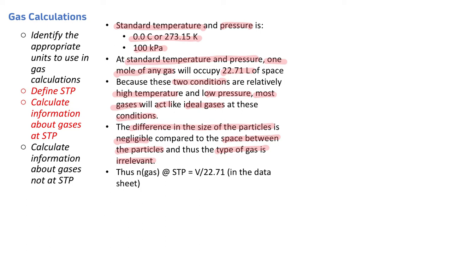Therefore, n of a gas at STP is equal to V over 22.71, or if you want to write it out properly, remember you have to actually start to annotate. It's either at STP or not at STP. n of gas at STP is equal to V over 22.71. This is found in your data sheet as well, so you don't have to memorize it. We're going to be doing calculations in class, so you can have lots of practice doing that.